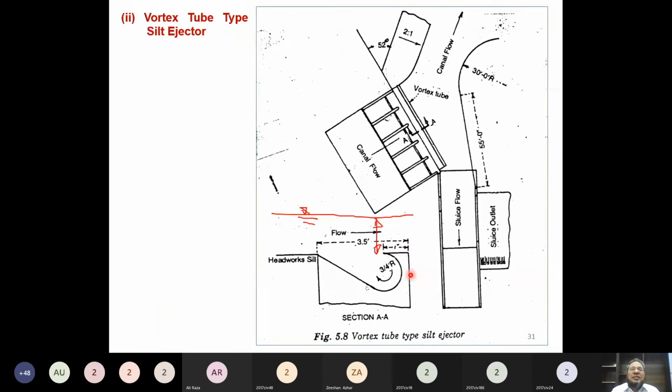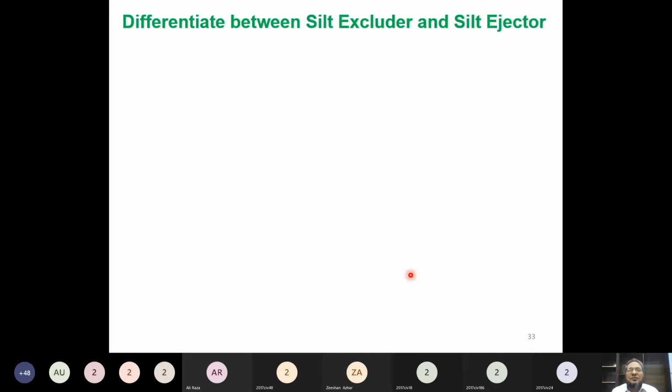So there are two types of silt ejectors: tunnel type or vane type silt ejector, and the second is vortex type silt ejector. So do you have any question?